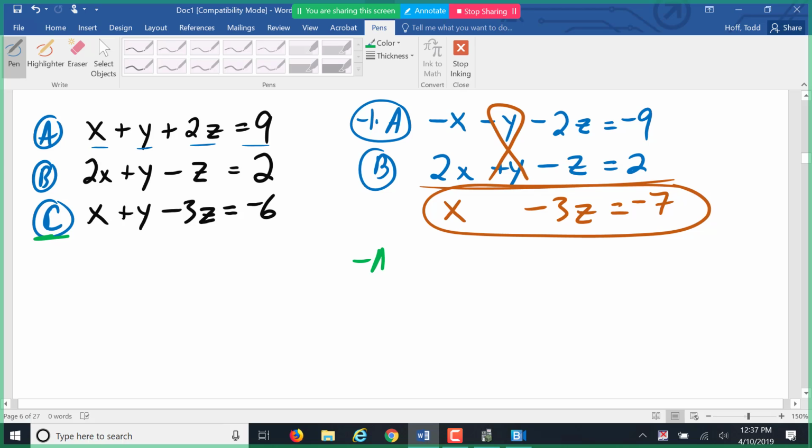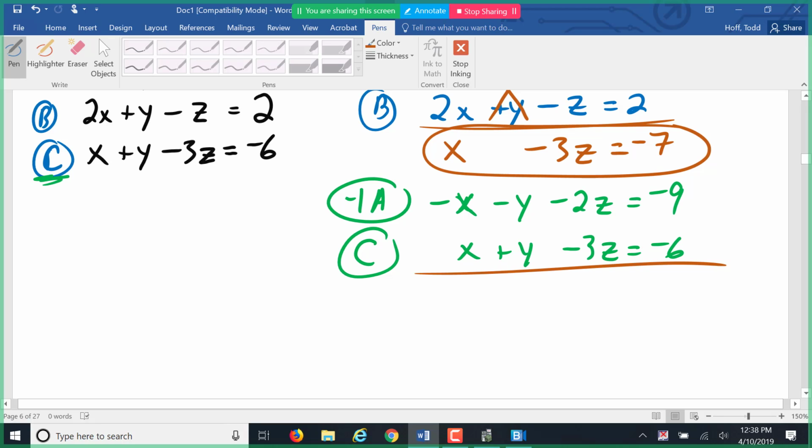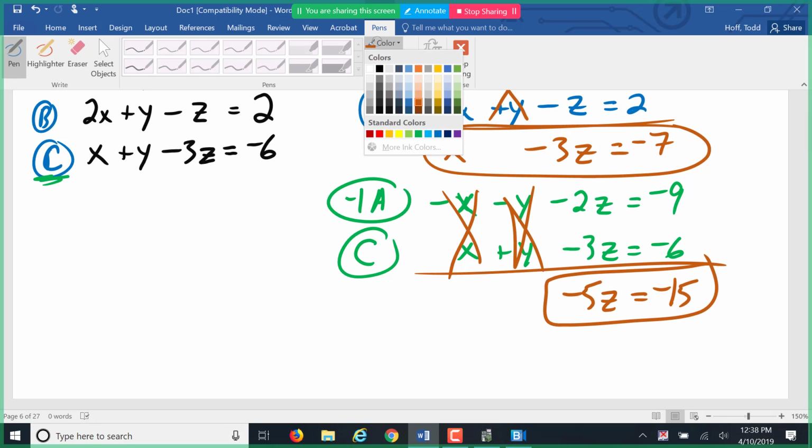I'm going to combine equation C with that same -1 times equation A. So -1 times equation A from up above here is -x, -y, minus 2z equals -9. Equation C, x plus y minus 3z equals -6. And now we'll combine those two equations. Well, something weird happens here. x and -x cancel out. -y and y cancel out. -2z and -3z make -5z. -9 and -6 make -15. There is our second equation for our two-equation, two-variable system.